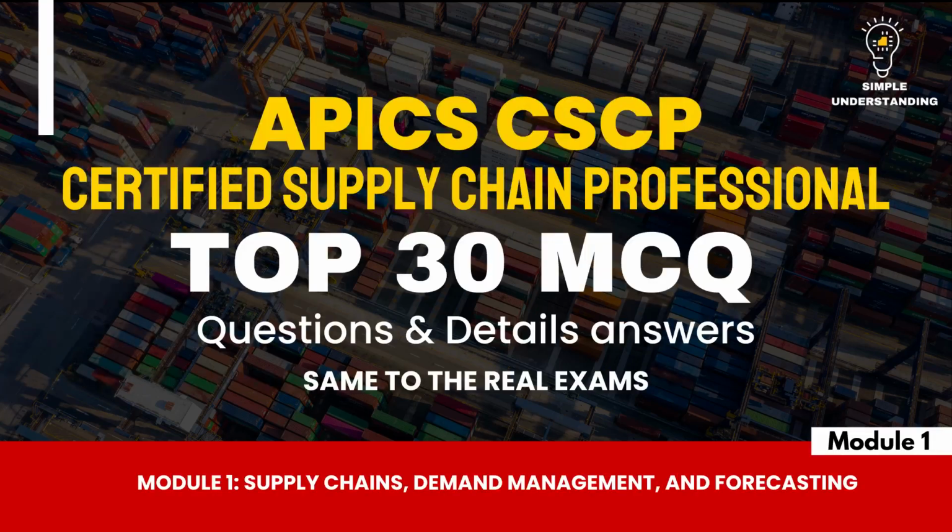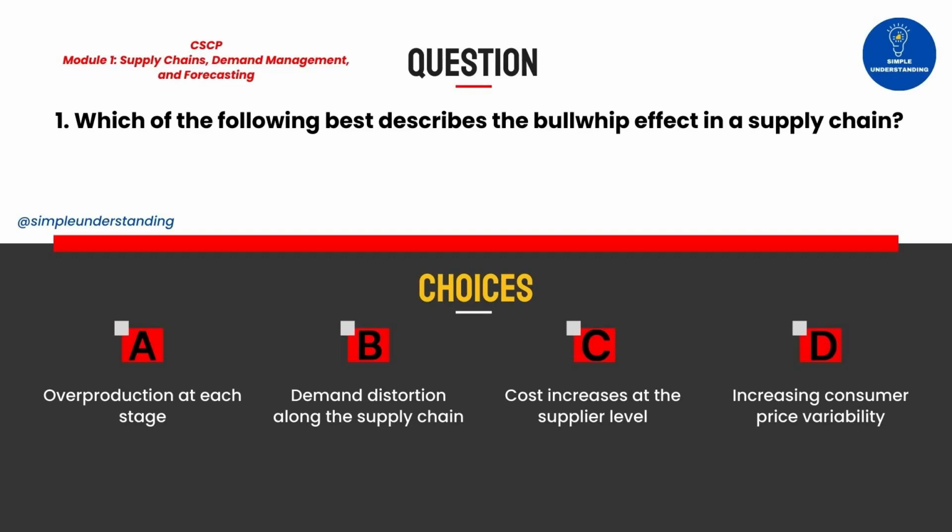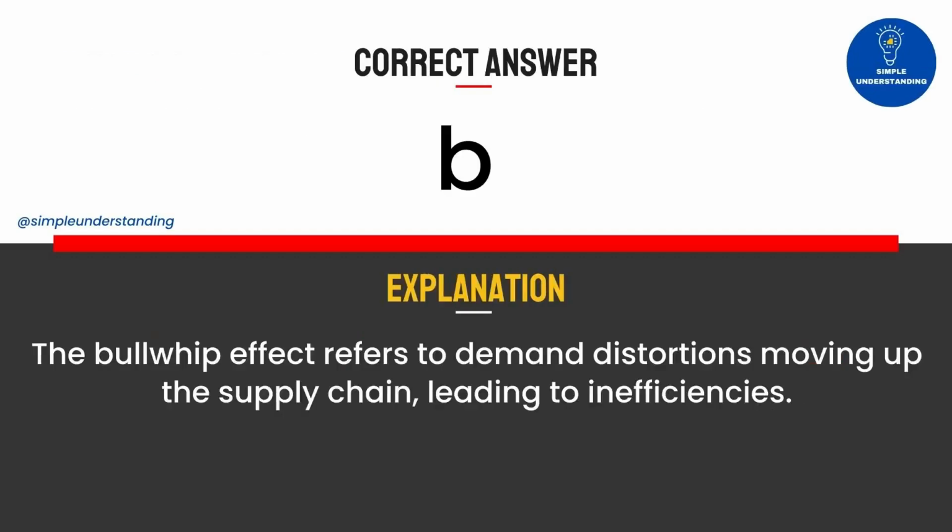Here's a set of 30 challenging multiple-choice questions, MCQs, related to Module 1, Supply Chains, Demand Management, and Forecasting. 1. Which of the following best describes the bullwhip effect in a supply chain? A. Overproduction at each stage. B. Demand distortion along the supply chain. C. Cost increases at the supplier level. D. Increasing consumer price variability. Correct answer, B. Explanation. The bullwhip effect refers to demand distortions moving up the supply chain, leading to inefficiencies.